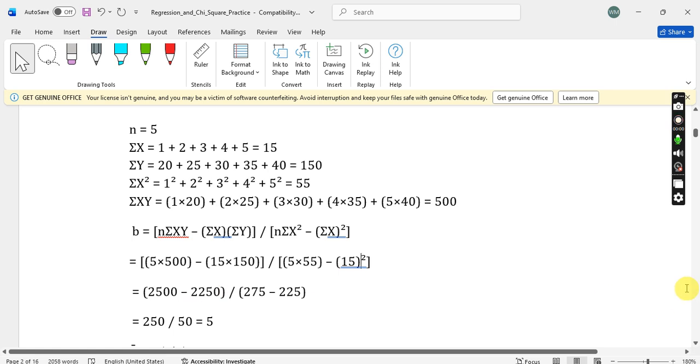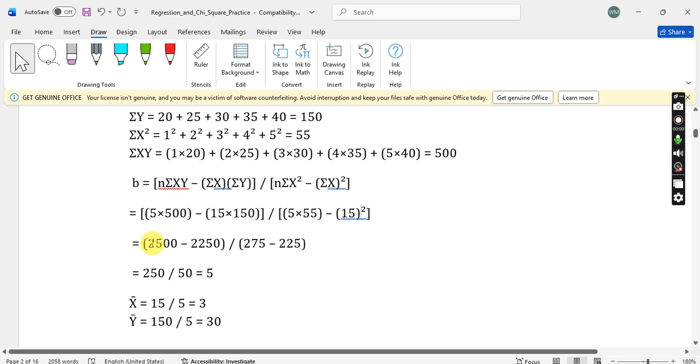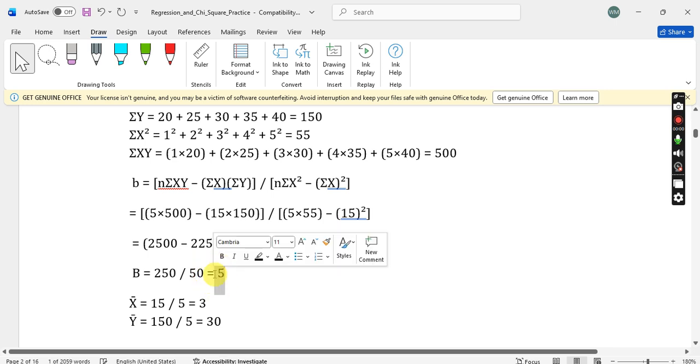So when you do your tabulations, 5 times 500 is 2,500. 15 times 150 is 2,250. 5 times 55 is 275. 15 squared is 225. So for our B, 2,500 minus 2,250, you get 250. 275 minus 225, you get 50. So our B is equal to 5.